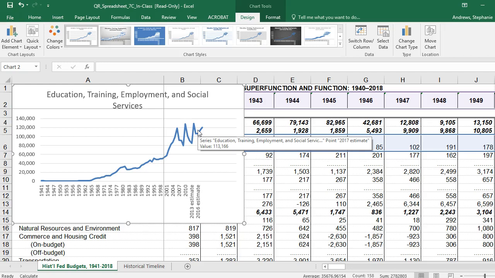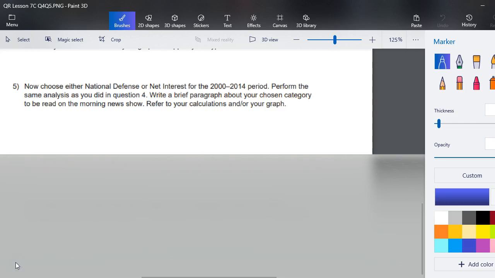We're going to do the same thing on question 5 for the national defense. Question number 5 says, now choose either national defense or net interest for the 2000 to 2014 period. Perform the same analysis as what we did in question 4, and then write a brief paragraph about your chosen category to be read on a morning news show and refer to your calculations and or your graph. I'm going to pick net interest and perform the same analysis.